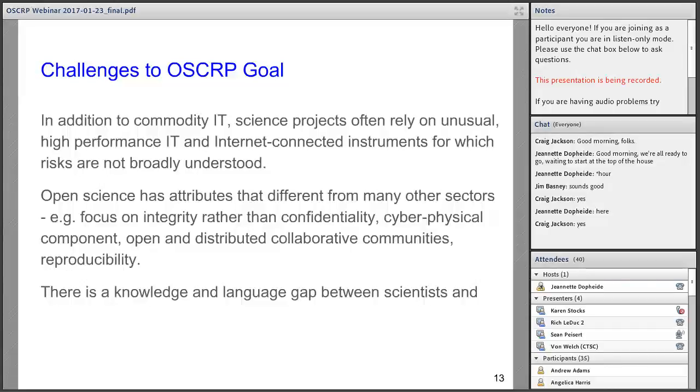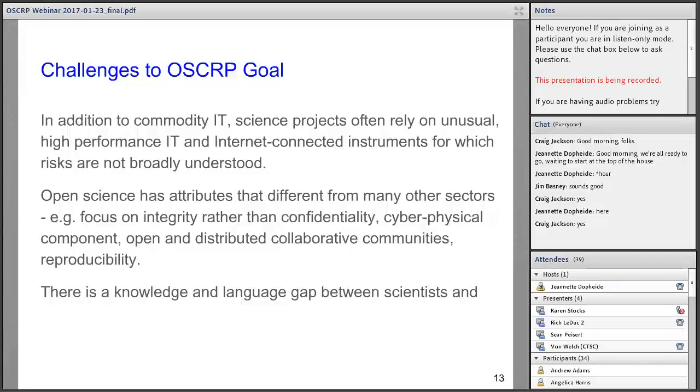And so it's this very open in principle, very closed in other ways sort of environment, where one recognizes that one has international collaborators, and yet one tends to, as a scientist, not necessarily have the perspective that the entire internet is able to reach their systems. And so those are all challenges to meeting the goals of the open science cyber risk profile that we sought to work through.